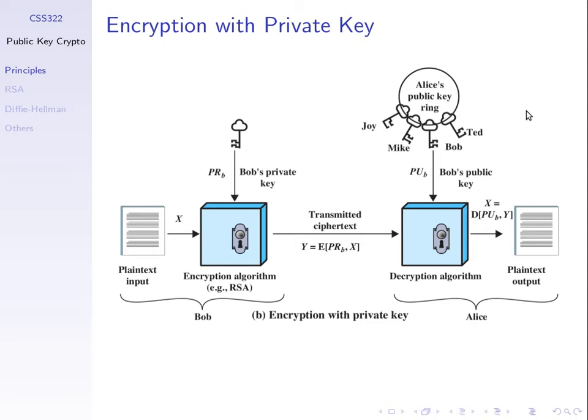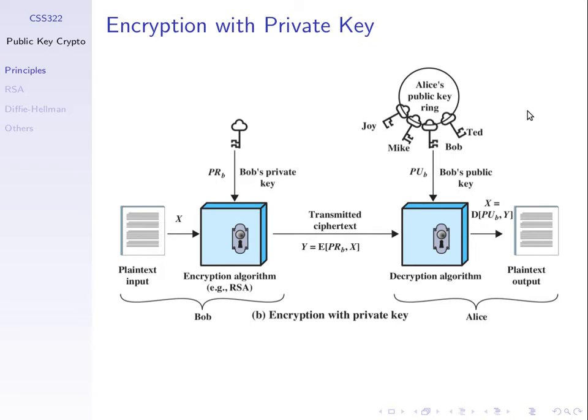What happens is that Bob uses his own private key to encrypt the message, sends the ciphertext to Alice, and Alice uses Bob's public key to decrypt. So we're always using this assumption: if we encrypt with one key, we can only decrypt with the other key of the pair.